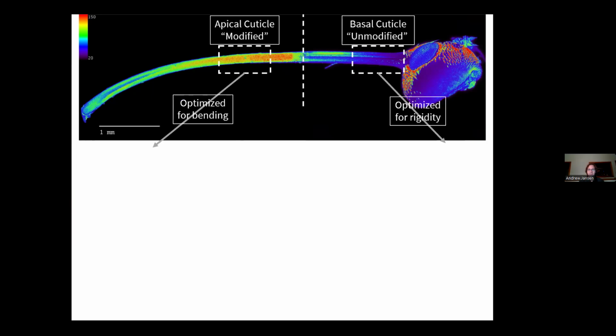There's also differences in the way the fibers are arranged and things like that. Essentially, what I discovered was that the cuticle at the tip of the rostrum, the part that's actually bending, is optimized for bending. It is more flexible and has higher toughness than the stuff at the base of the rostrum and in the head capsule. That's optimized for rigidity. So it's very stiff, but also quite brittle.